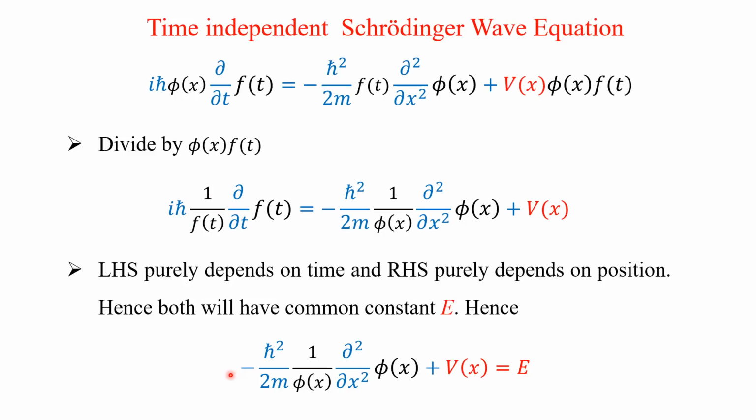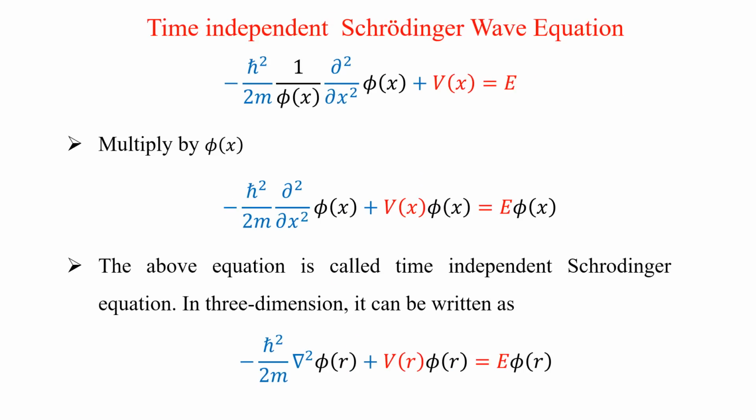So then this will become minus h cross squared over 2m, 1 over psi, delta 2 over delta x2 of psi(x), plus V of x, which is equal to E, because I have replaced this as E as a common constant. So finally, we arrived at this expression: minus h cross squared over 2m, 1 over psi, delta 2 over delta x2 of psi, plus V of x, equal to E.